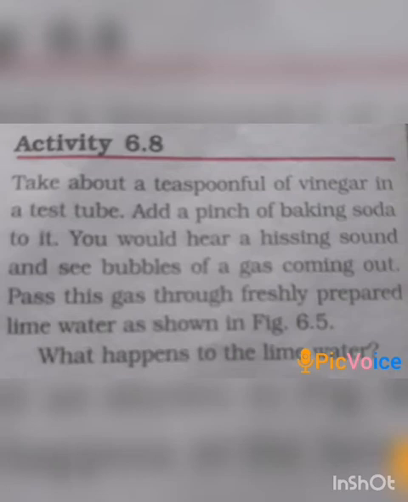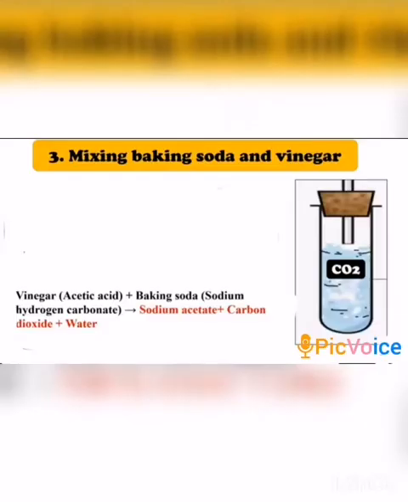Okay children, then we will see it in the pictorial form. What's the activity we are doing here? Mixing of baking soda and vinegar. Isn't it, children? Yes. Vinegar, that is acetic acid, plus baking soda. What's the chemical name of baking soda? Sodium hydrogen carbonate, which gives sodium acetate plus carbon dioxide plus water.